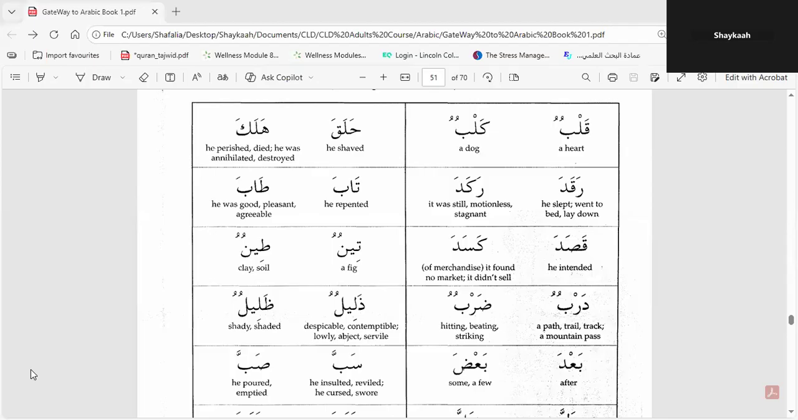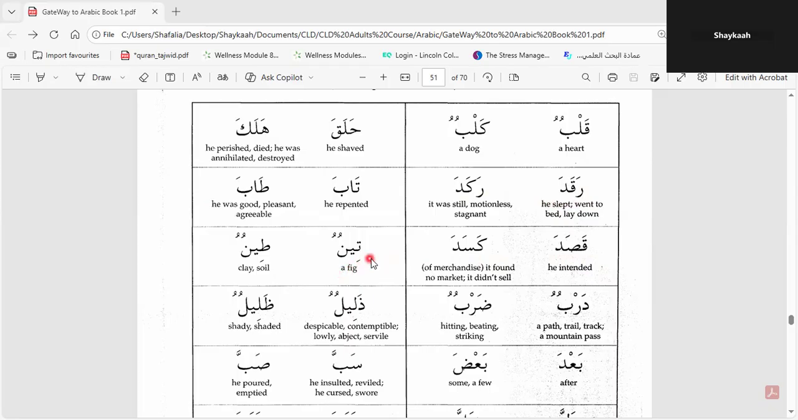Okay. So let's go to the second one, the second line. Ra heavy, raqada, ra heavy again, raqada. Taba, taba. Qasada, kasada, qasada, kasada.